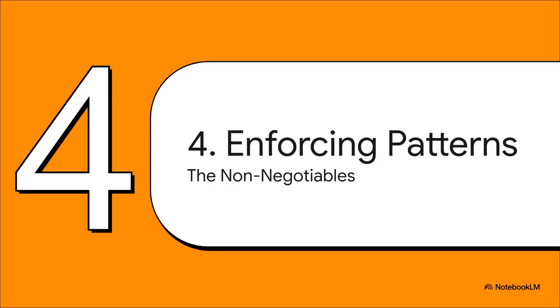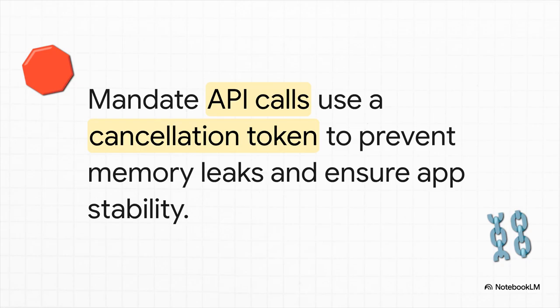Okay, this is where things get really powerful. We're moving beyond the high-level context and into enforcing the specific, non-negotiable code patterns that actually define your project's quality and stability. So for example, let's say your project has a custom pattern to prevent memory leaks from API calls that finish after a component has already unmounted. This is a critical rule you need everyone, including your AI, to follow every single time.